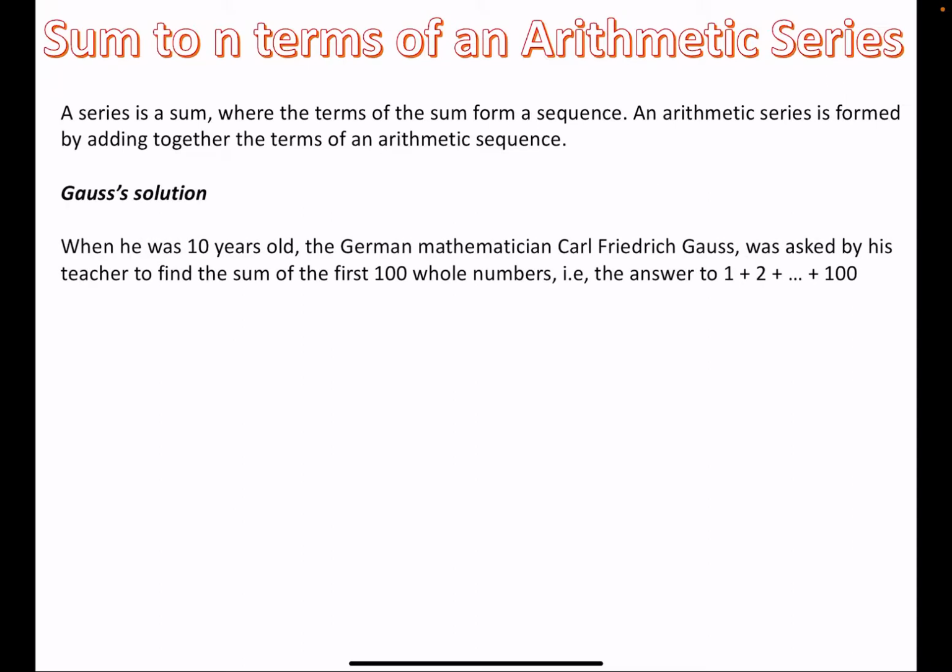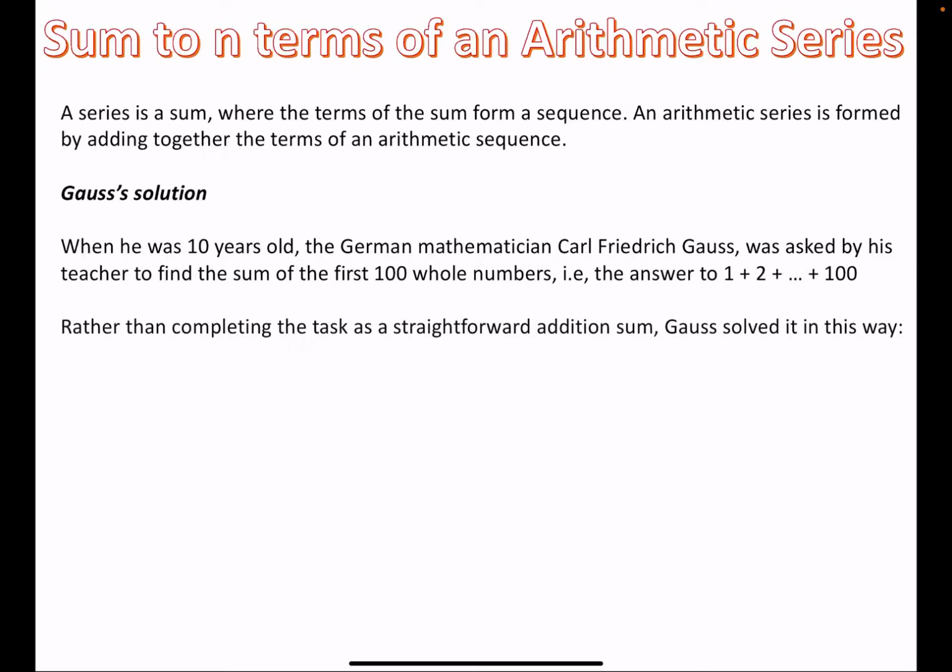Okay, so we're going to look at how Gauss approached this when he was just 10 years old. German mathematician Carl Friedrich Gauss was asked by his teacher to find the sum of the first 100 whole numbers, i.e. the answer to 1 plus 2 plus 3 plus 4, all the way up to 100. Rather than just adding them all together, he tried to look for a shortcut.